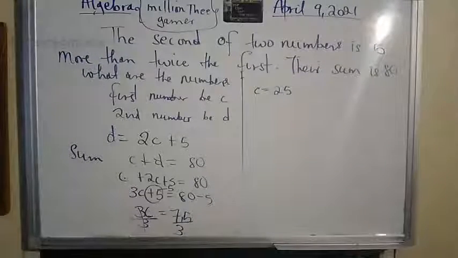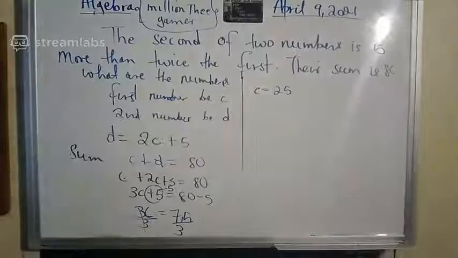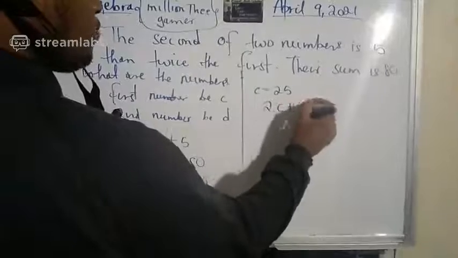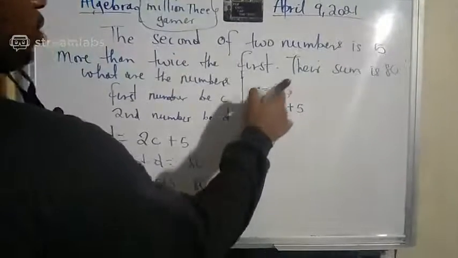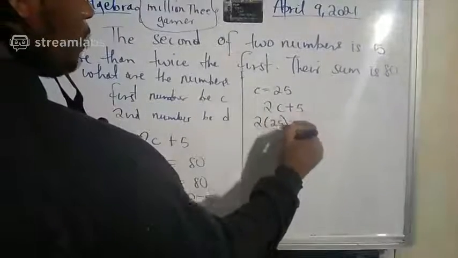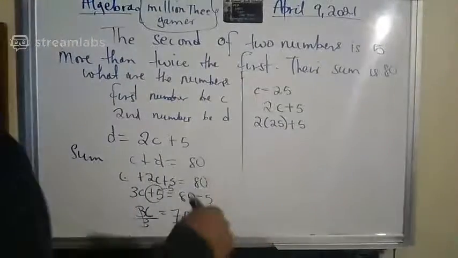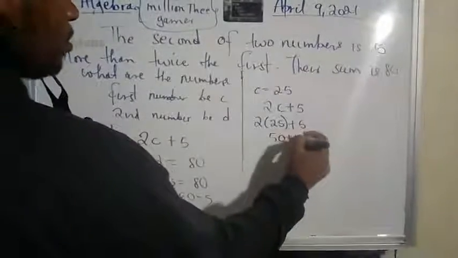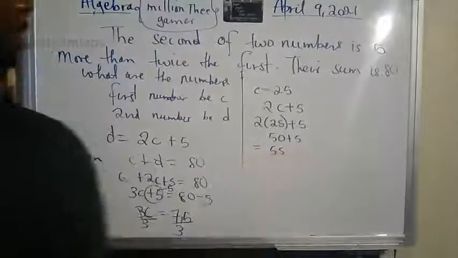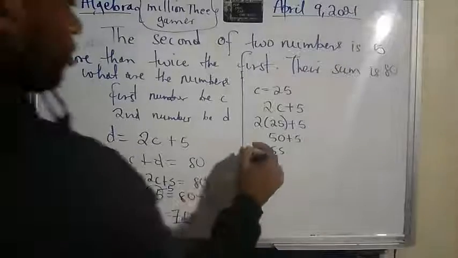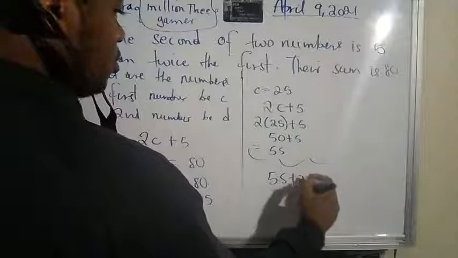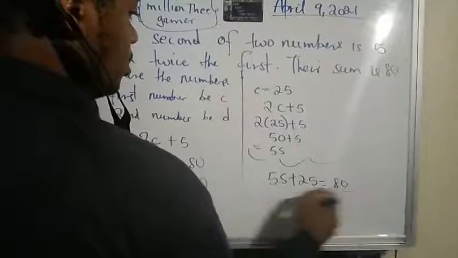And we said C was the first number, right? See here, first number is C. And we know the second number would be 2C plus 5. They gave us this information. But since we know that C is equal to 25, we just replace it with 25. See, same substitution come back, guys. 2 times this is 50 plus that is 55. So D will be 55. So let us check now to see if our answer is correct. We know that this plus this must give you 80. So 55 plus 25 is equal to 80.